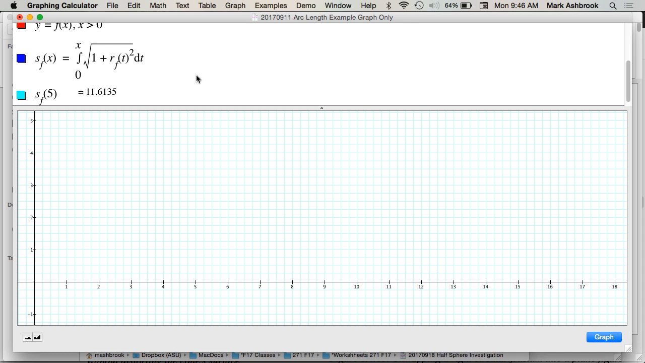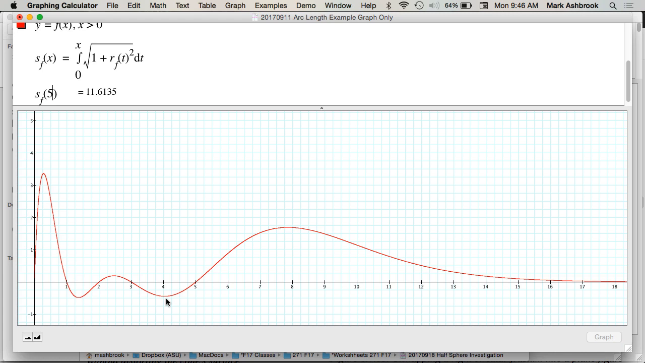So there it is. All right, what if I want the length of the curve? I want to use this function, S sub f of x, to find the length of the curve from, say, 1 to 4. So what if I wanted, starting from 1 to 4, the length of that curve?